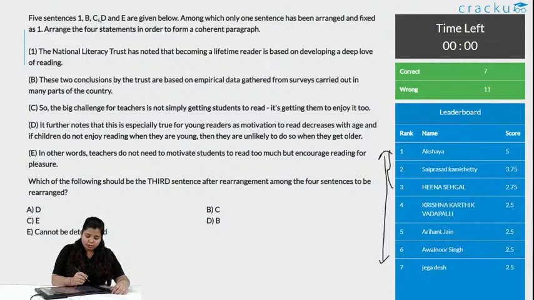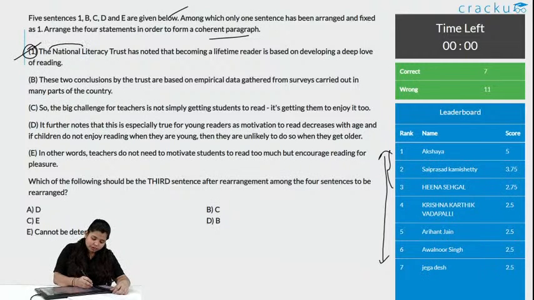5 sentences 1, B, C, D and E are given below, among which only one sentence has been arranged and fixed as 1. So, this one is fixed, no need to move this. We know 1 is the first statement in the paragraph. Arrange the 4 statements in order to form a coherent paragraph. If you see the first statement, it says the National Literacy Trust had noted that becoming a lifetime reader is based on developing a deep love of reading.